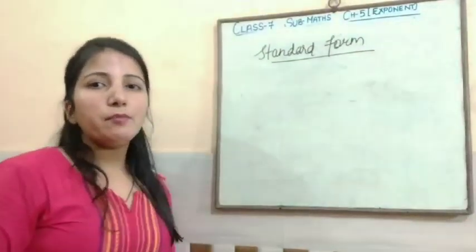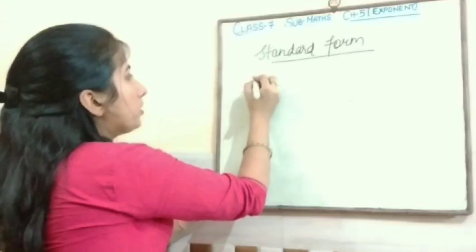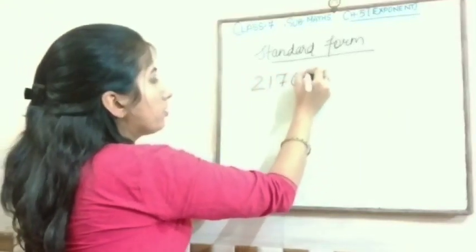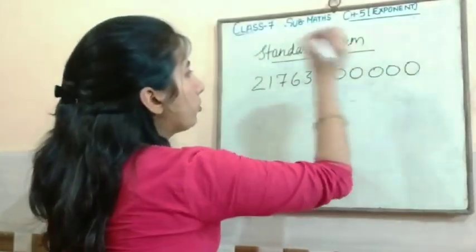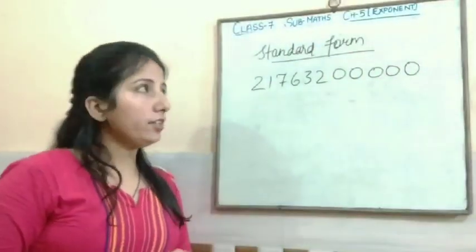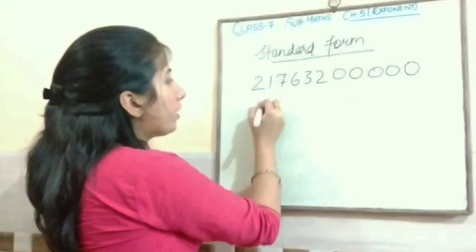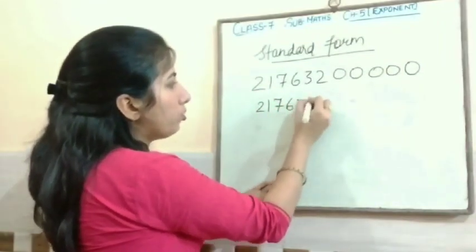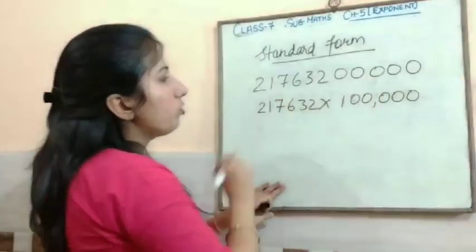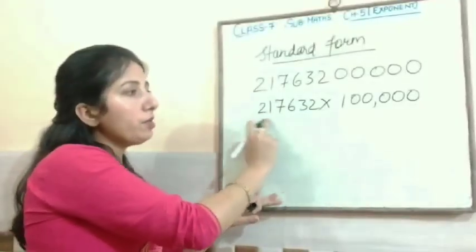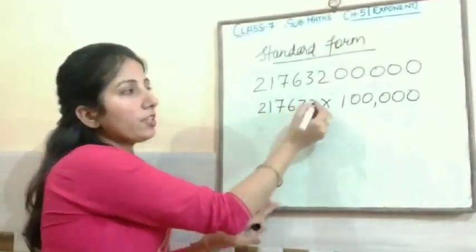One more example I am taking for standard form, that is 217632000. This is a very large number and we have to write this also in standard form. So first we will write as 2176320 into 1000. But this is not standard form. Now this also looks very large to us, so we can make it even shorter.